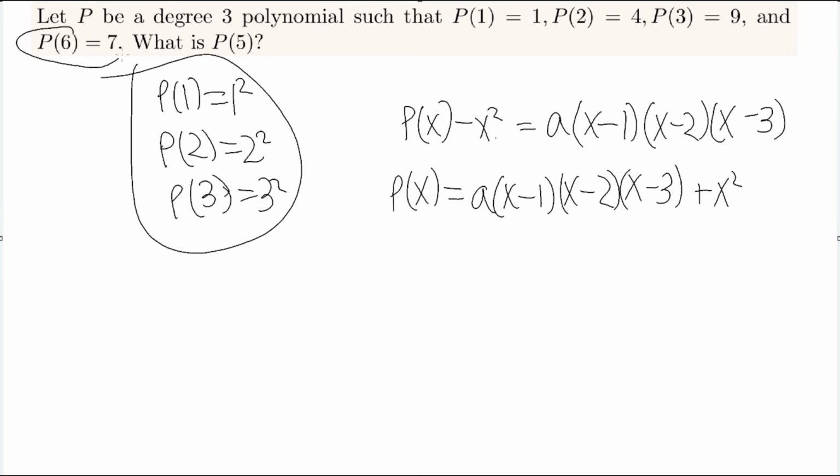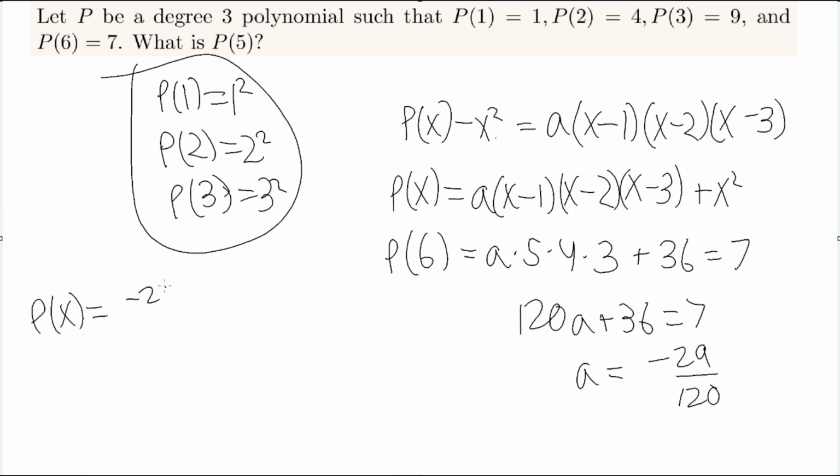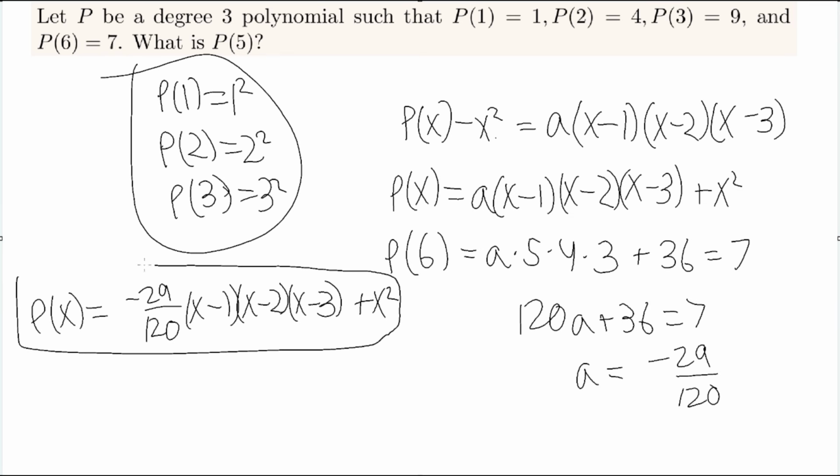And now we can finally use this information to our advantage over here. We get p(6) is equal to a times 5 times 4 times 3 plus 36 is 7. So 120a plus 36 equals 7. So a is equal to negative 29 over 120. And thus p(x) is negative 29 over 120 times (x minus 1)(x minus 2)(x minus 3), plus x squared.